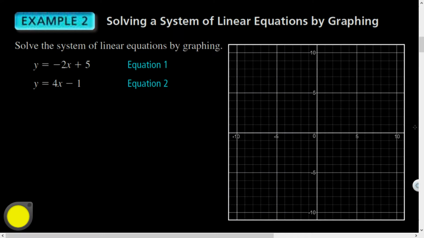All right, so here we go. I want to graph these. Let's actually have someone help me out. Who wants to graph equation 1 here?